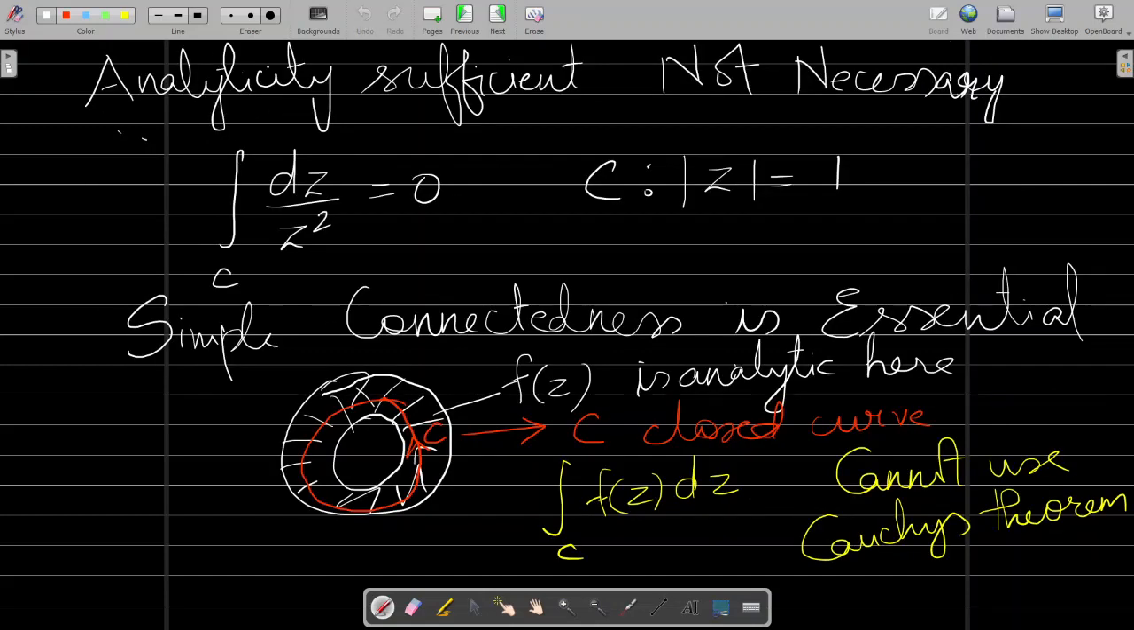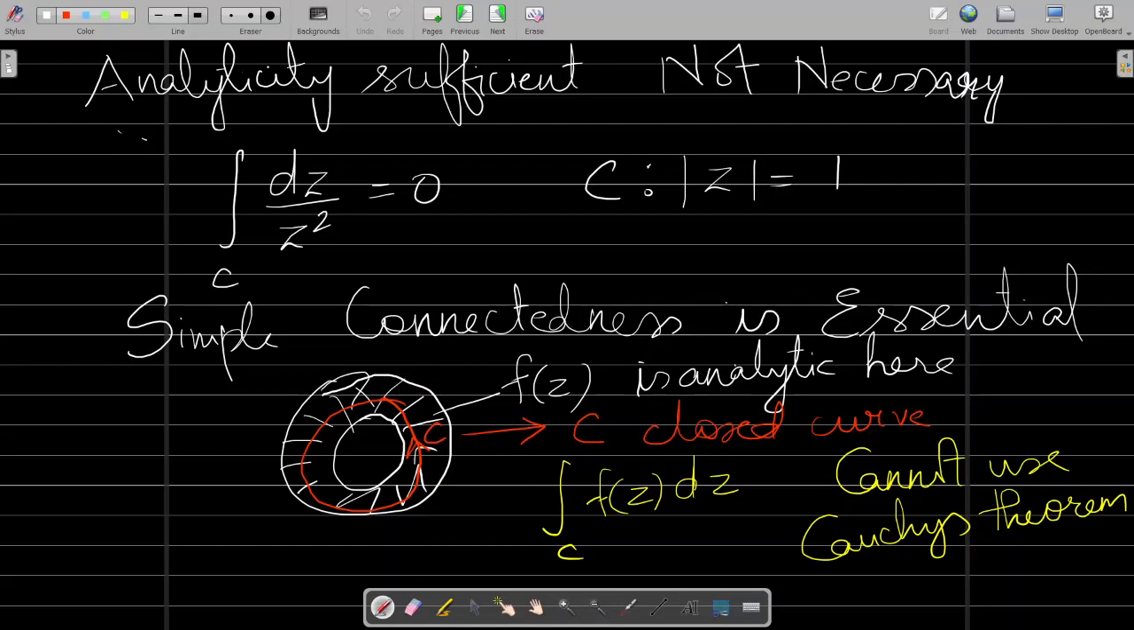Now, if a function is analytic inside a given curve, then the integral over c of f of z dz is equal to 0. But it does not mean that that should be the only case. The integral can be 0 otherwise also. For example, the integral over c of dz by z square is equal to 0. This we have studied in the previous video.